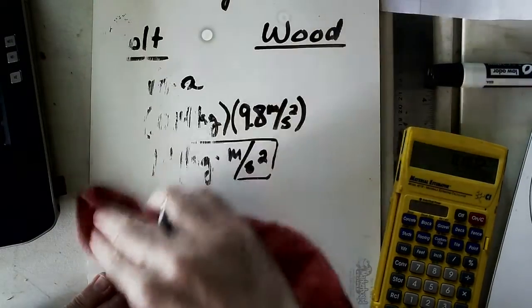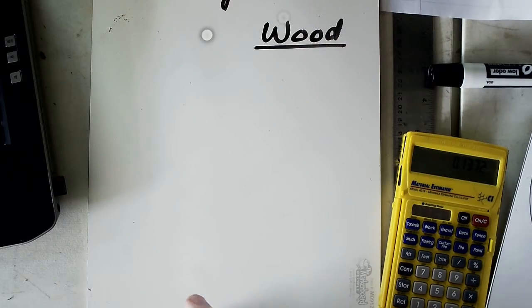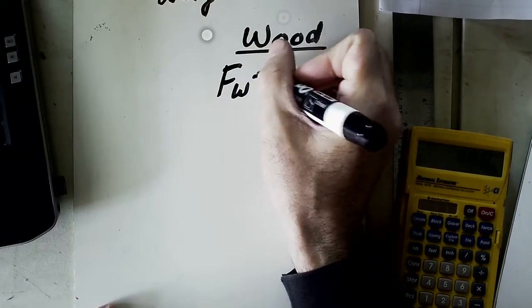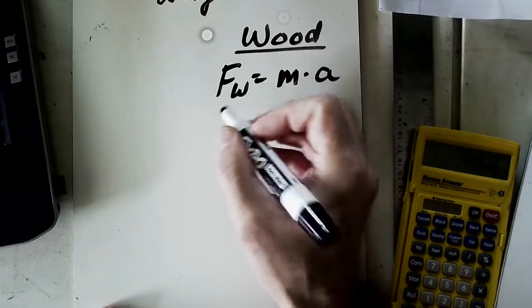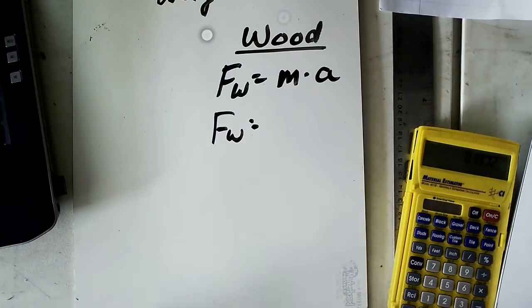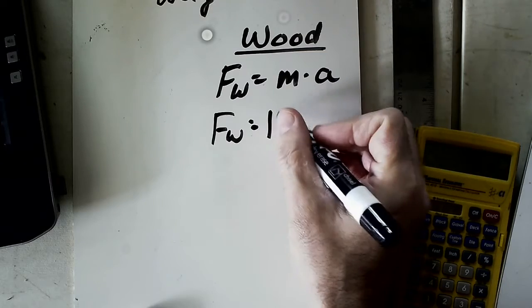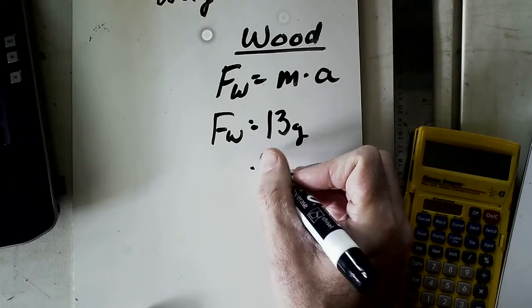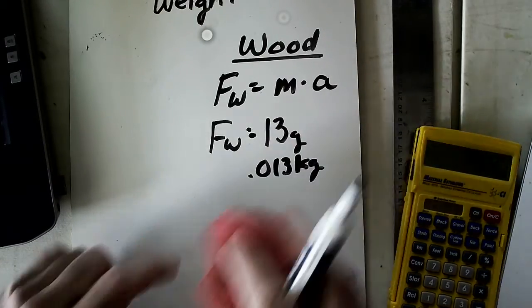So that's the bolt. So the woodblock is exactly the same thing, except the mass is obviously going to be different. So force, weight equals the mass in kilograms of the woodblock times the acceleration due to gravity. Okay, so the mass of the woodblock, 13 grams, is going to be 0.013 kilograms. And you've got to move the decimal 3 places to the left.